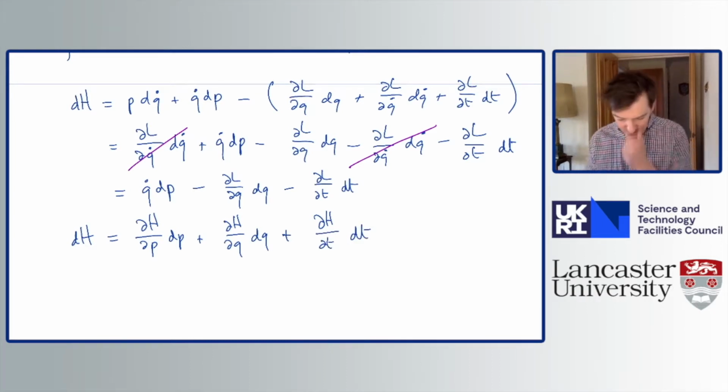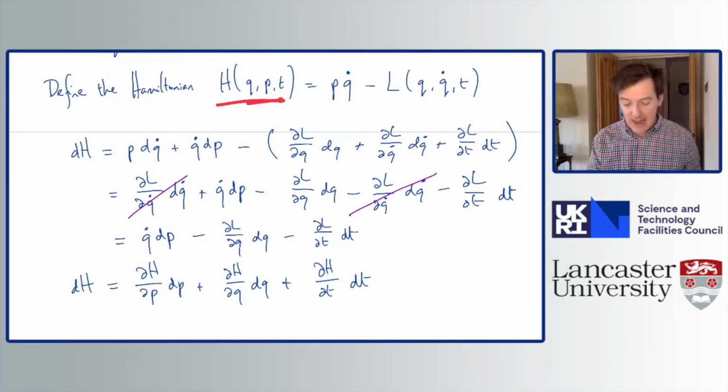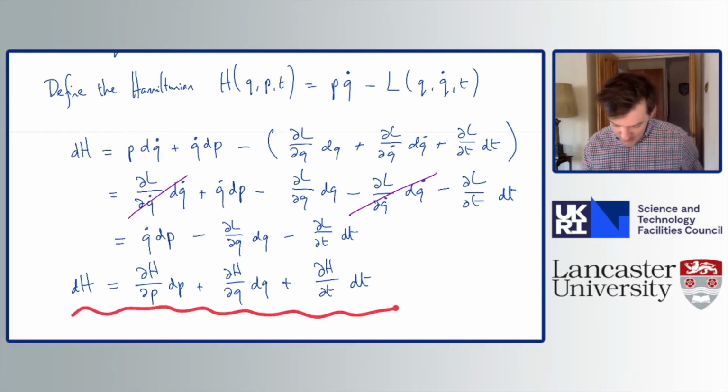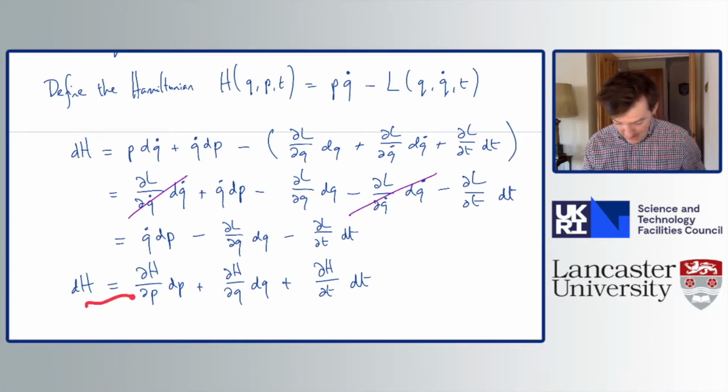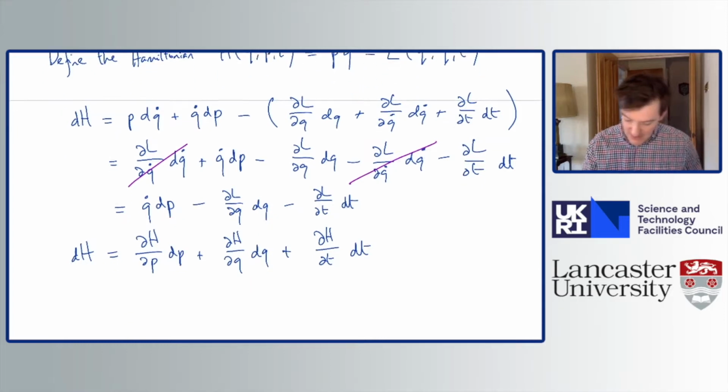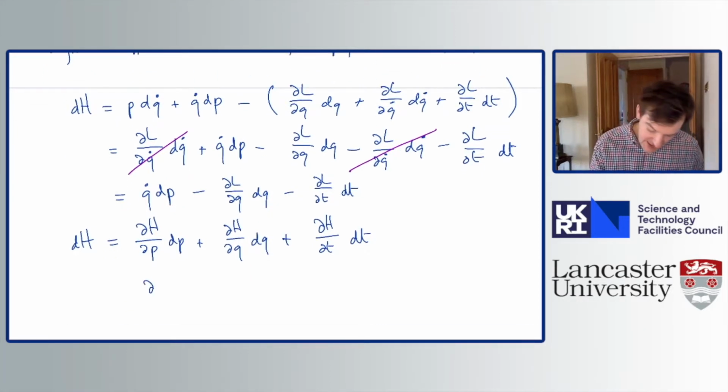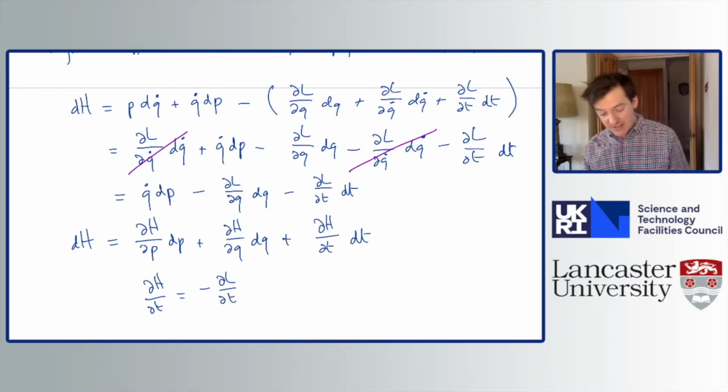That just follows from knowing that the Hamiltonian is a function of p, q, and t. So we can start to identify terms here by matching the different terms that have the same, for instance, dt bits, the same dq bits, and the same dp bits. Let's match the dt bits first. We find that dH/dt is just minus the partial derivative with respect to time of the Lagrangian.